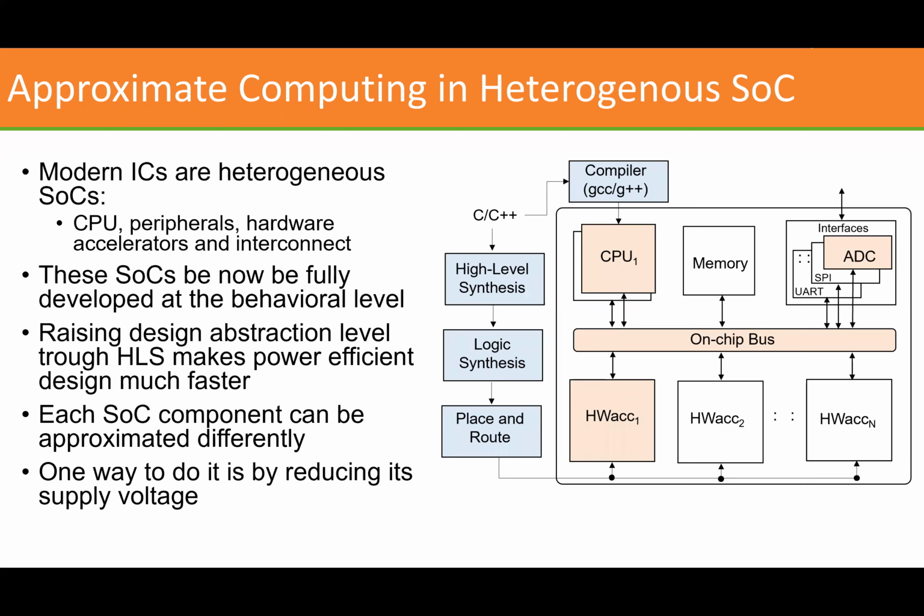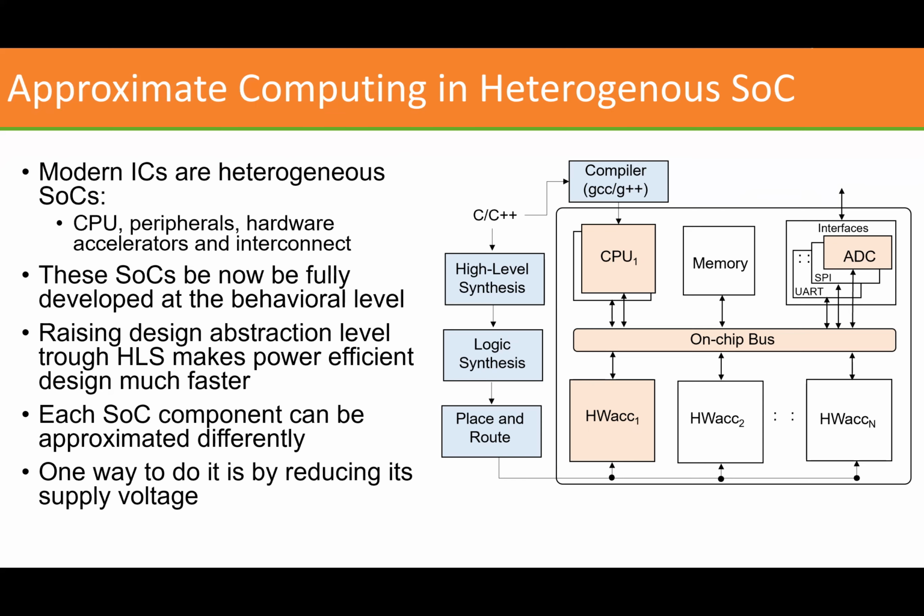Now we will look at how approximate computing works in heterogeneous SoCs. Modern SoCs are heterogeneous SoCs because they have different types of modules like memory, hardware accelerators, interfaces like UART and SPI on top of the CPU or the processor, and of course a bus so that different modules can talk to each other. And these SoCs are not fully developed at the behavioral level, because raising the abstraction level makes the design process much faster. You design it in a behavioral language like System-C or C-like languages, and after high-level synthesis and logic synthesis and placement and routing, you will get the complete hardware design.